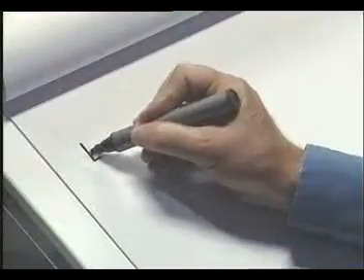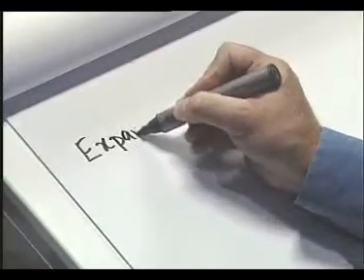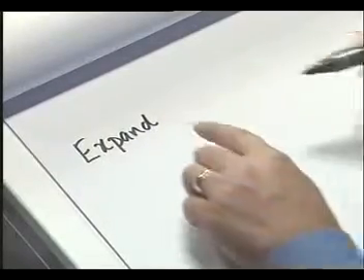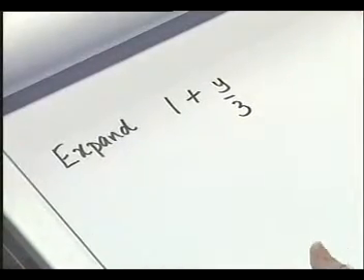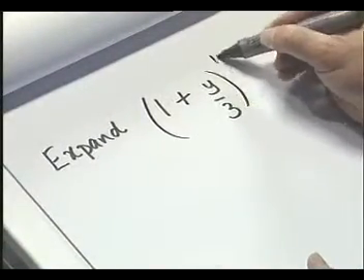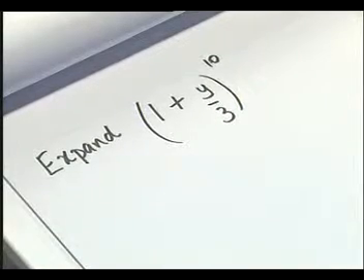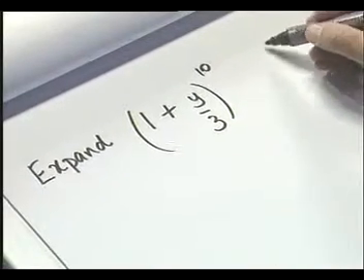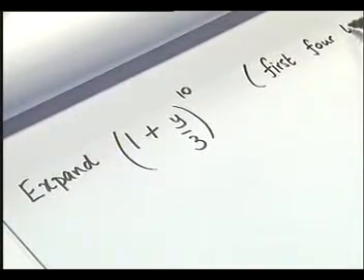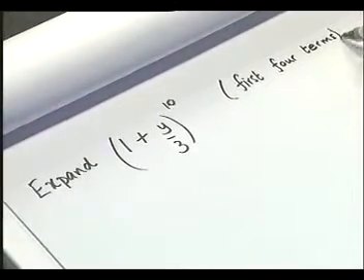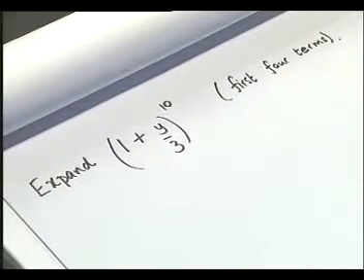We're going to have a look at a couple more examples. With some ingenuity, we can use the theorem in a slightly different form. Suppose we want to expand this binomial expression. This time I'm going to look at (1 + y/3) all raised to the power 10. And suppose that I'm interested in generating the first 4 terms. Let's see how we can do that.